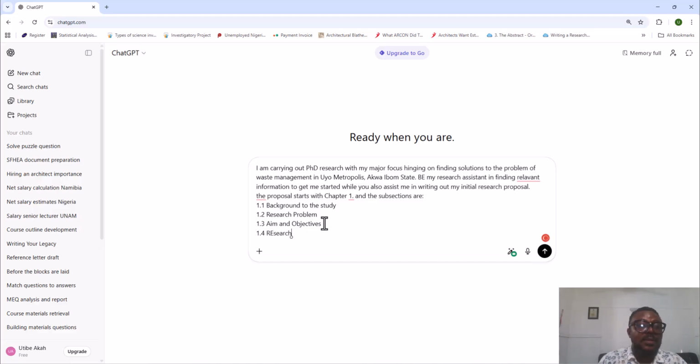Research questions. And so on and so on. We can go on and on, but let's take these few for this exercise and continue. We still have 1.5, 1.6, so for 1.5, we can just add here etc.